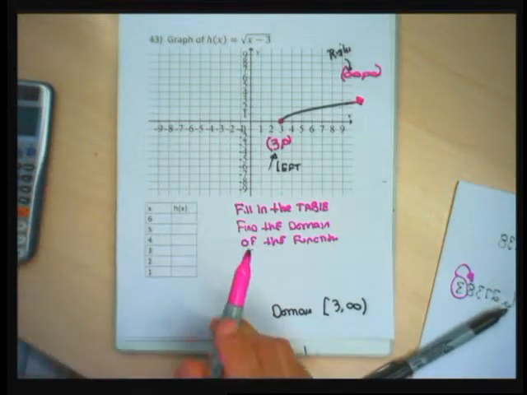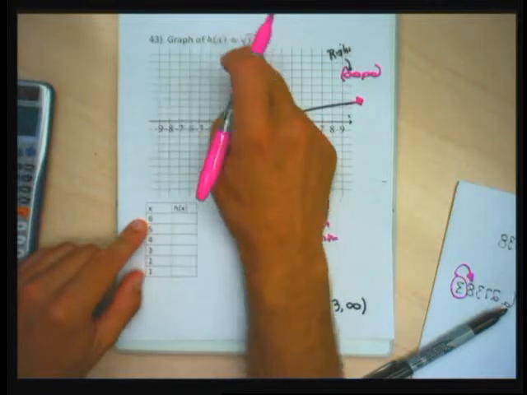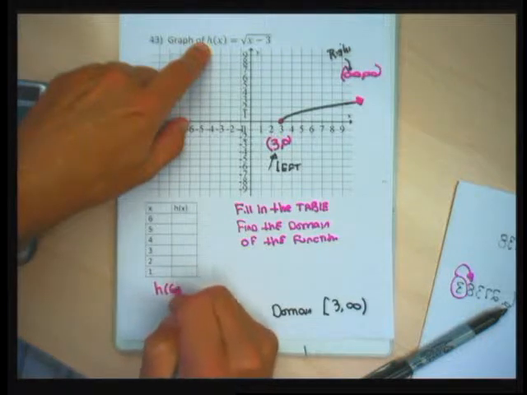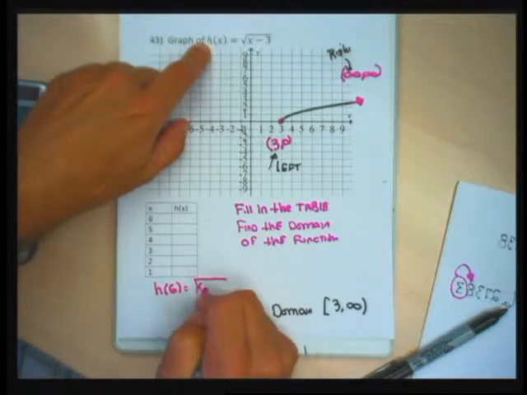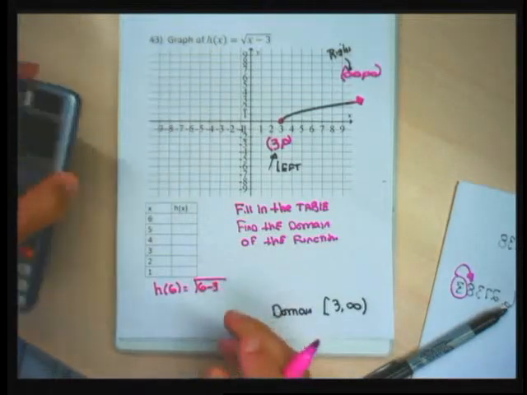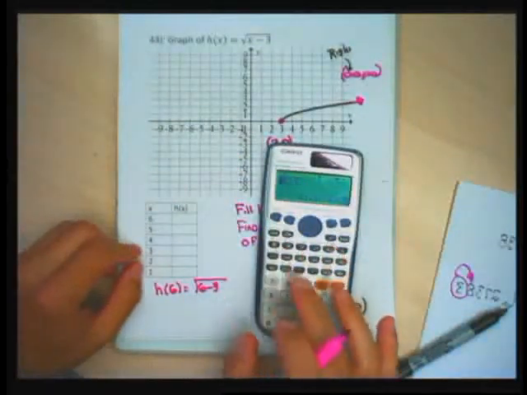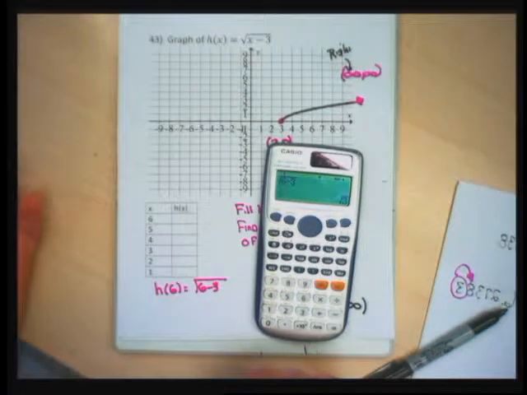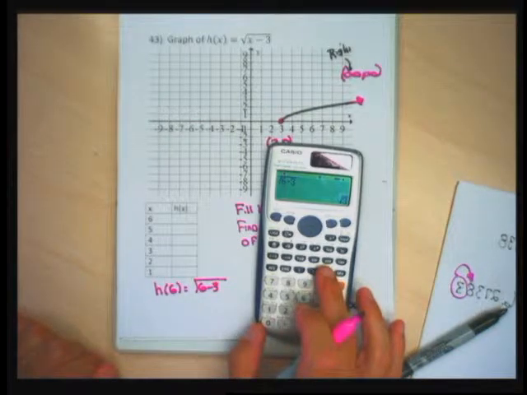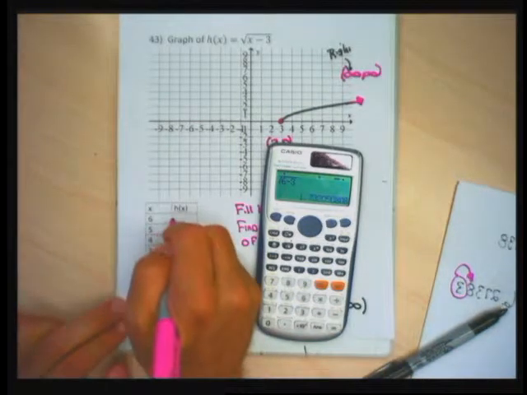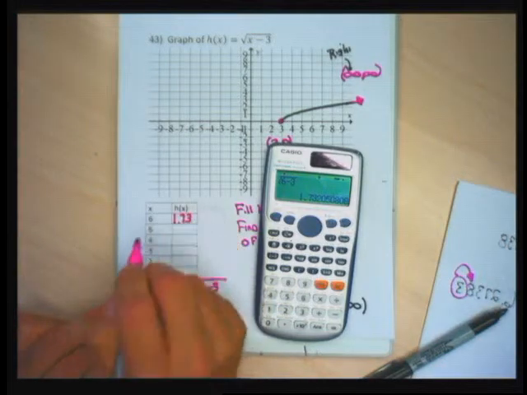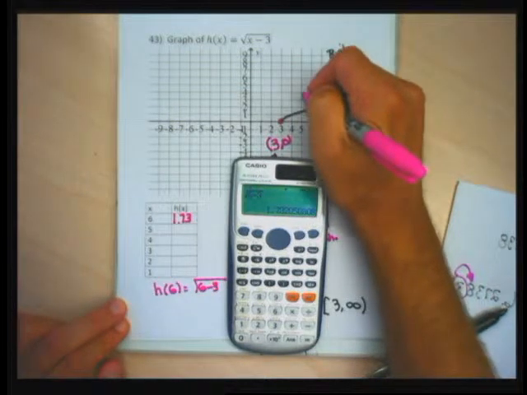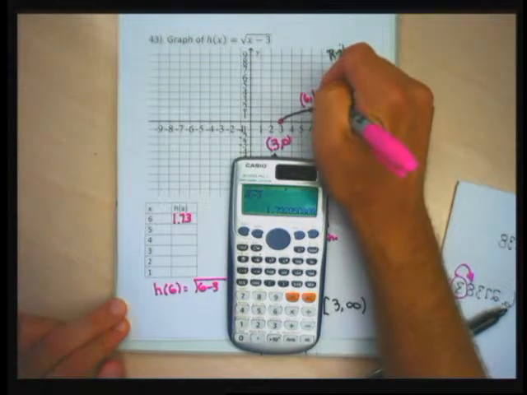So to fill in the table, I have to find h of 6. For the first line of my table, I'm going to find h of 6, which is the square root of 6 minus 3. On my calculator, I go square root of 6 minus 3, and it tells me square root of 3. I'm going to get a decimal because it's easier for me to plot decimals: 1.73. So the first point, if I was graphing without my program, I'd plot here. This is the point 6, 1.73.